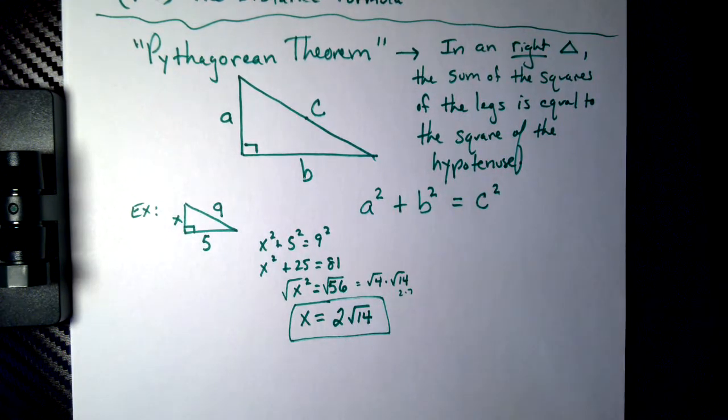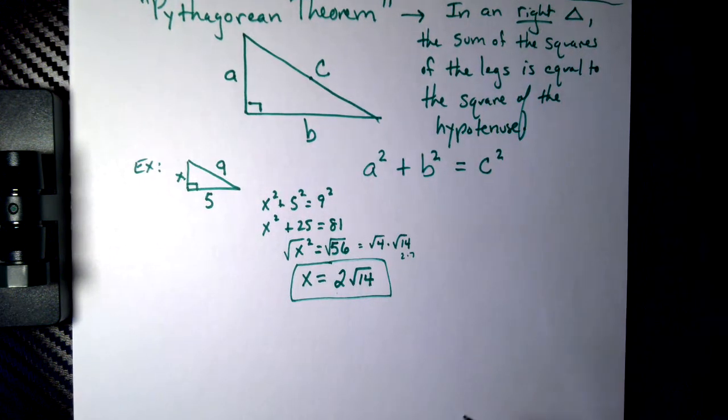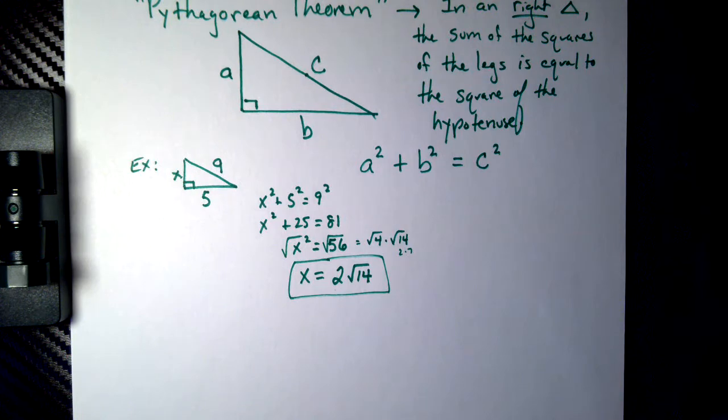Now notice I didn't put plus or minus here because we are talking about the side of a triangle. The side can't be negative, so you just ignore the negative answer. Throw that away as extraneous. So that's a real quick example of how to use the Pythagorean theorem.